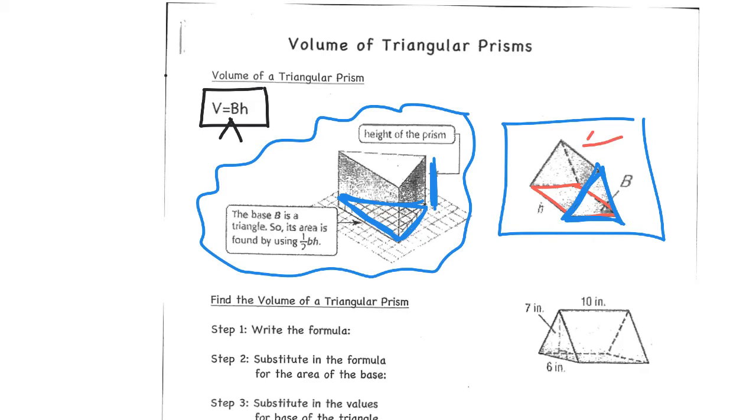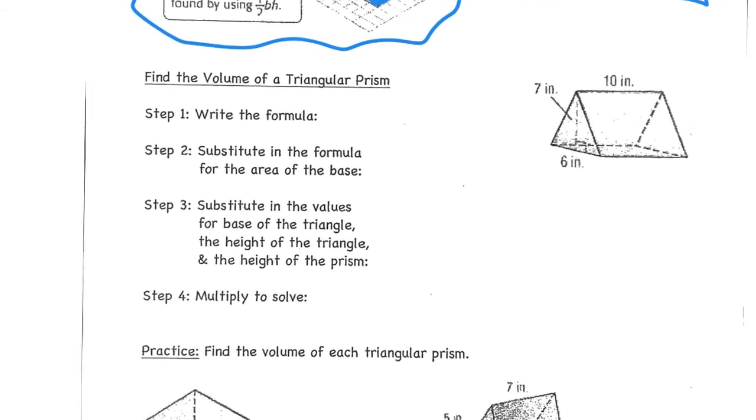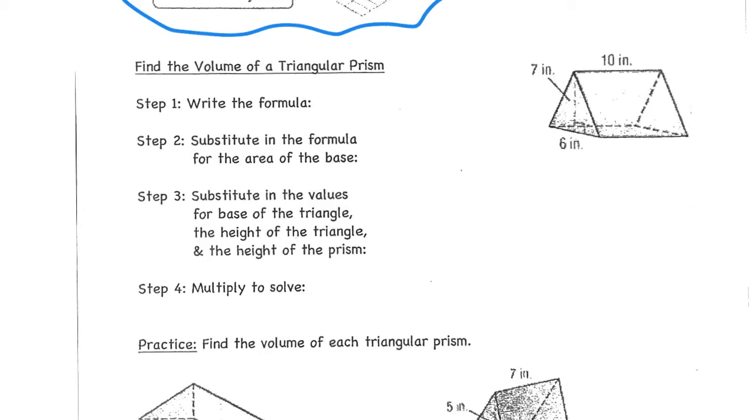So in this one, our height would be this side right here. So you kind of have to picture it in your mind, like tipping it up so that the triangle is the bottom. That's how it should stand. So now down here, we're going to look at some of the steps. It says to find the volume of a triangular prism. Our first step is we write our formula. So our formula, we said, is big B, or our base, times the height.